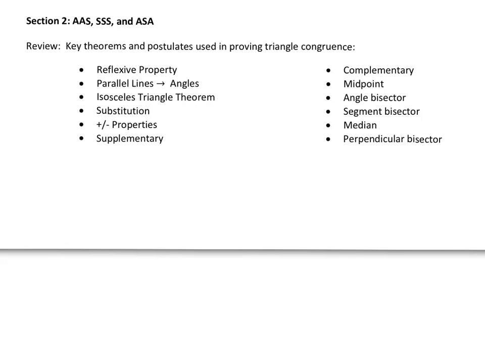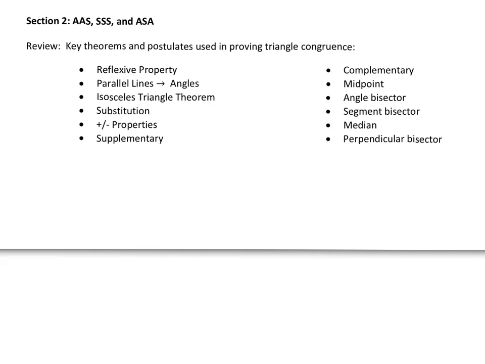In section 2 of our triangle congruency chapter here, we're going to look at 3 things that prove congruence in triangles: AAS, SSS, and ASA. And we'll talk about those in a few minutes here. We're also going to review some key theorems and postulates used in proving triangle congruence.